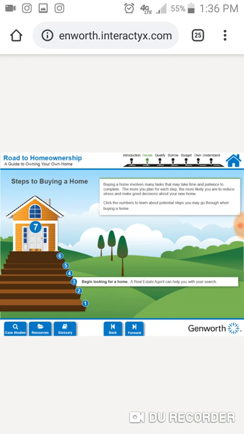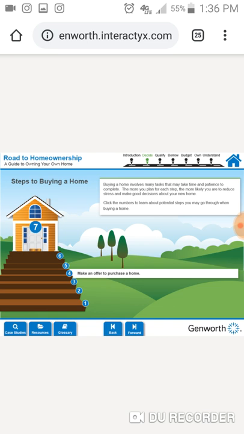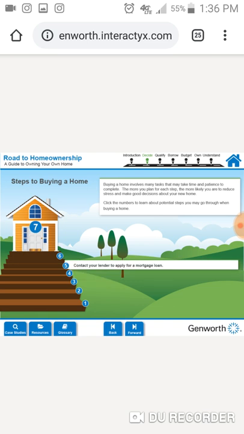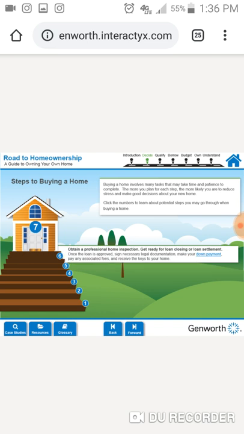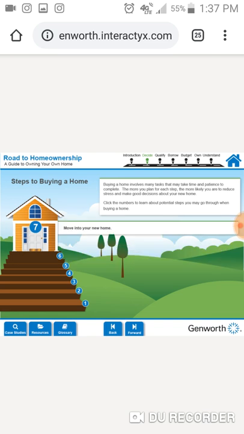Number 3, begin looking for a home. A real estate agent can help you with your search. Number 4, make an offer to purchase a home. Number 5, contact your lender to apply for a mortgage loan. Number 6, obtain a professional home inspection. Get ready for loan closing or loan settlement. Once the loan is approved, sign necessary legal documentation, make your down payment, pay any associated fees, and receive the keys to your home. Number 7, move into your new home.